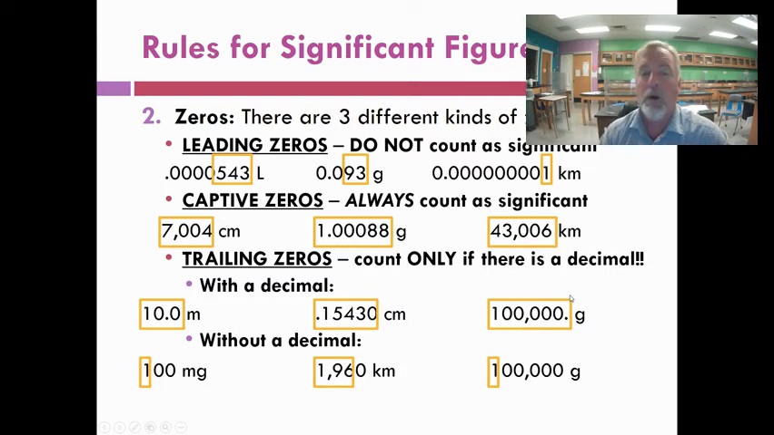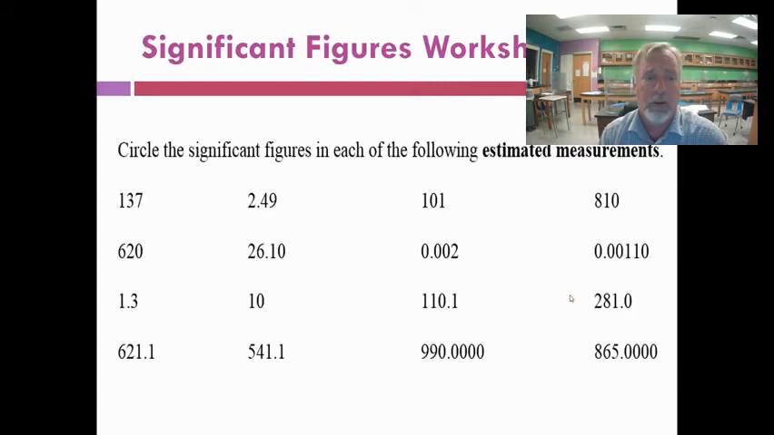So I really hope we can get this clear: the decimal point makes a huge, huge difference when we're talking about a trailing zero. And only trailing zeros. Leading zeros do not count no matter what. Captive zeros count no matter what. Trailing zeros are the only ones we have to figure out, does it count or not? And I really want you to keep thinking, what's the next number we could read off of our tool? I think that'll help you as you try to understand how many significant figures we have.